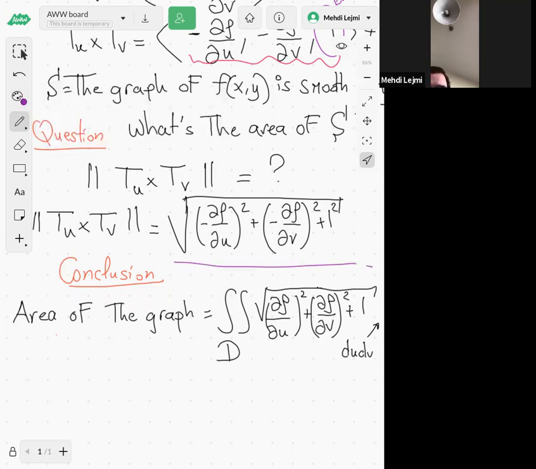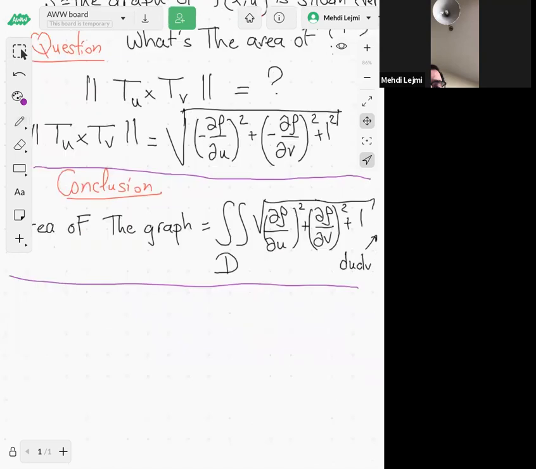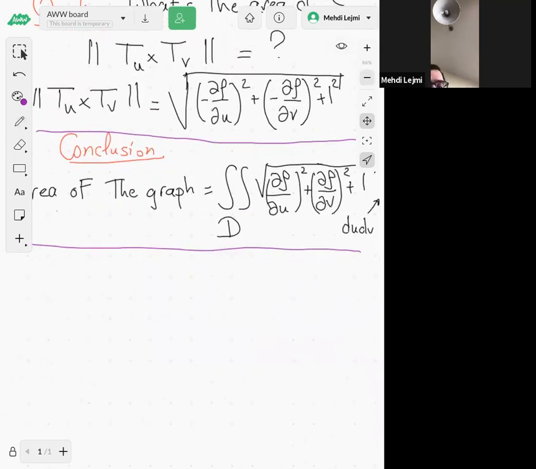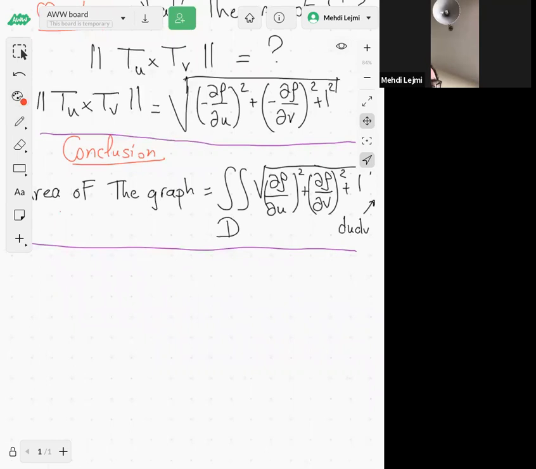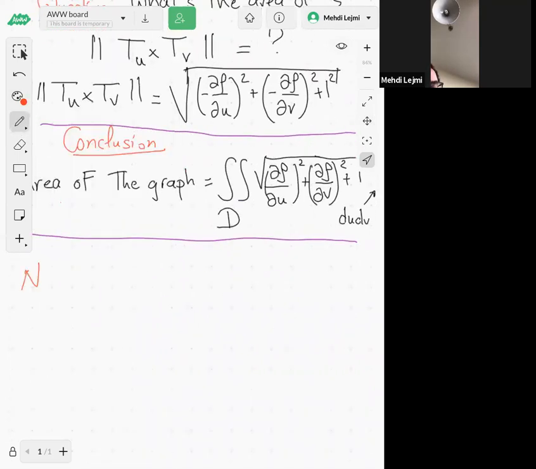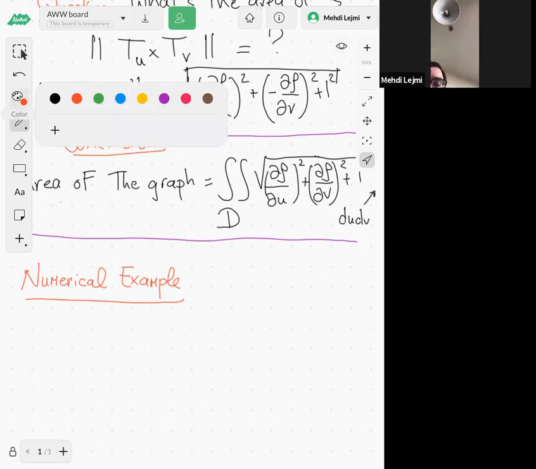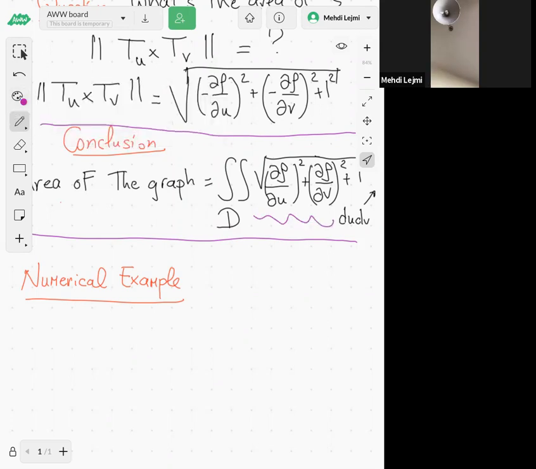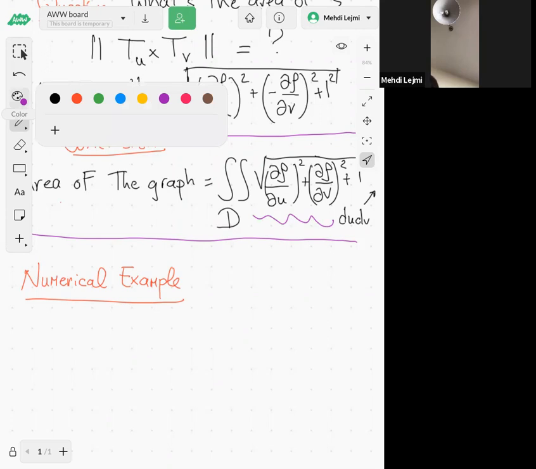So let me just give you a numerical example, and then I will give you an exercise. So guys, in the homework or the test or whatever, if you have the graph of some function f and you want to compute the area of the surface, you don't need to do all these computations. You can just apply this formula right here.